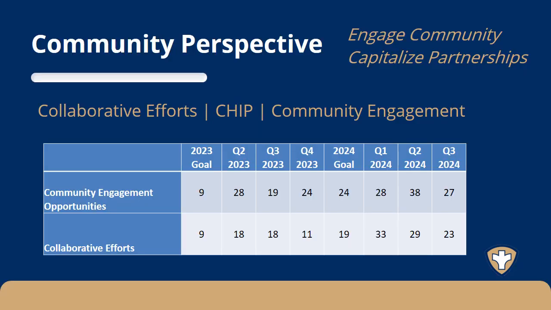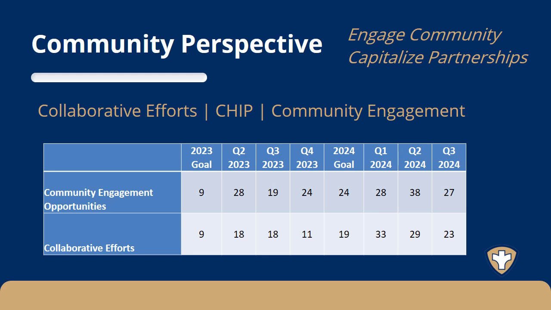So now we will go on to look at each of the perspective groups within the strategic plan. As we do this, I'll be able to highlight examples of the measures within each of the perspective groups and how we are tracking those. The first one we'll look at is the community perspective. The objectives within this group are to engage the community and capitalize on partnerships. And the measures are collaborative efforts, the Community Health Improvement Plan action steps, and community engagement.